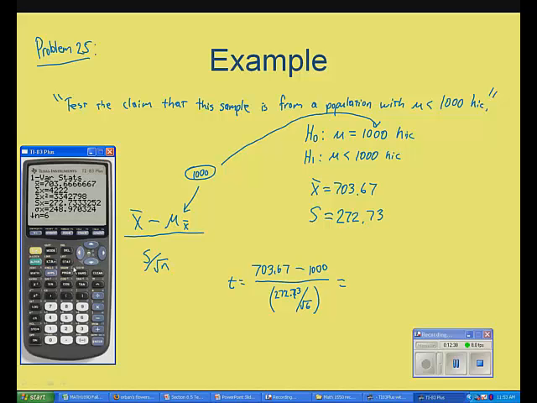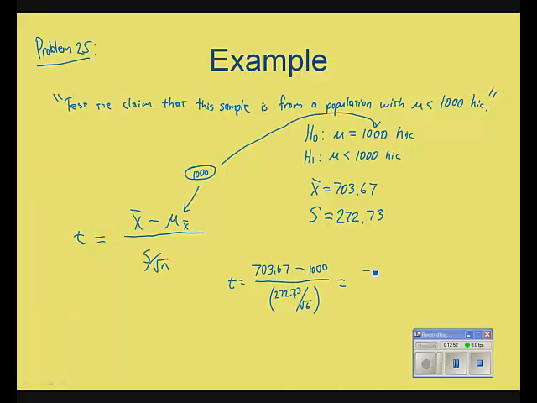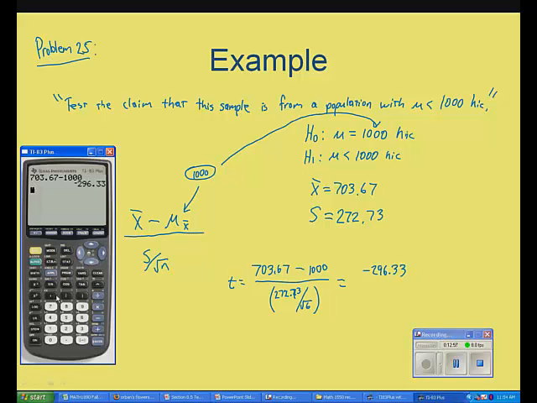I'm going to hit clear here because I want to have a blank screen when I mess around with this. So let's see, 703.67 minus 1,000 is negative 296.33. And then the denominator I have 272.73 divided by, and I'm going to put square root of 6 is what I'm dividing by. So my denominator is 111.34 basically.